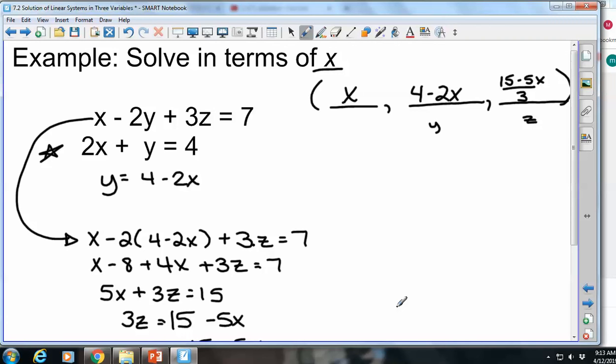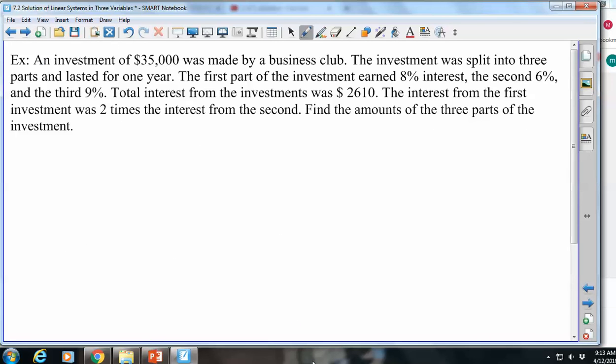We can still get infinite solutions, like this. If that's the case, I will tell you which variable to write everything in terms of. Let's try one of our problems from yesterday using this. So one of our application problems.